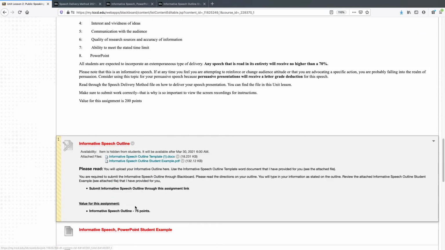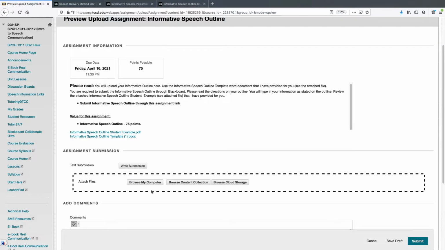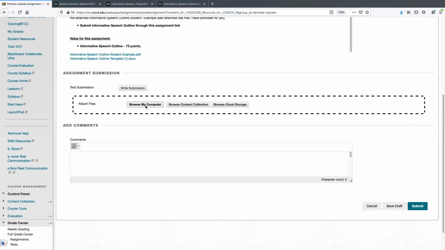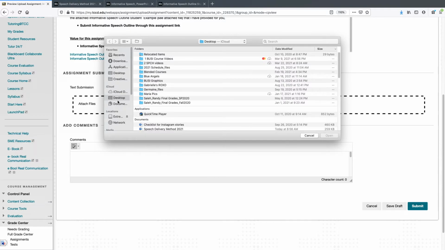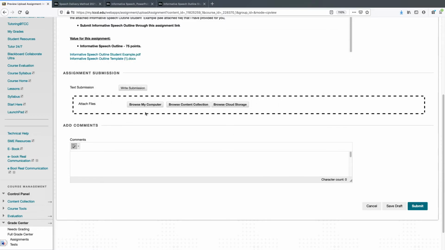Then right here, for your informative speech outline, there's a separate assignment link. You would click on the assignment link here, and you would browse My Computer. You've saved the outline somewhere, whether on your desktop or flash drive or wherever else, and you will open up the file and then attach it, and I will see your informative speech outline right here, and then you would click on Submit, and that's it.